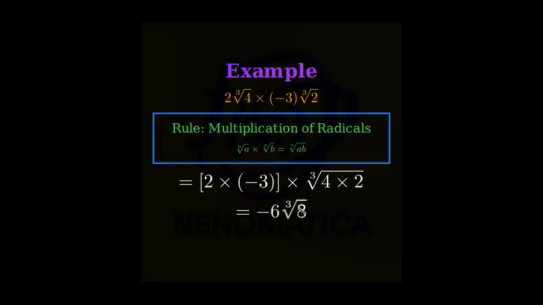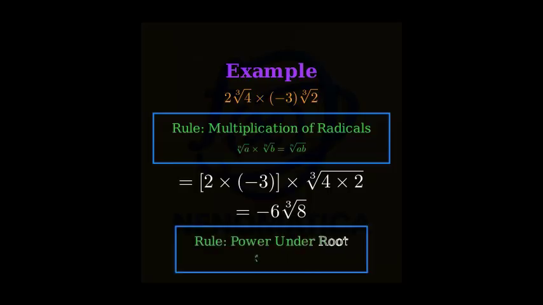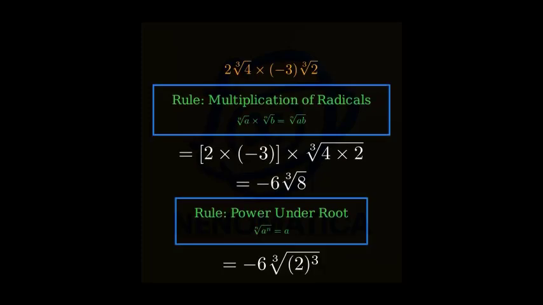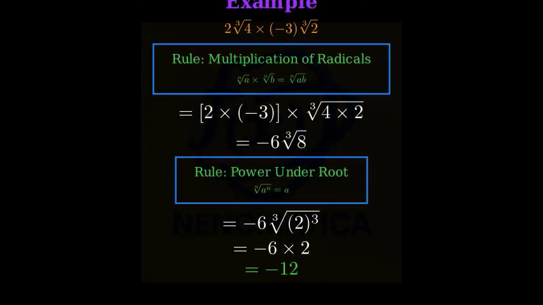Next, we calculate the product of the coefficients. 2 times -3 equals -6. And inside the cube root, 4 times 2 equals 8. So our expression becomes -6 cube root of 8. Now, we can simplify further by recognizing that 8 is 2 cubed. So we have -6 cube root of 2 cubed. Using the property that the cube root of x cubed equals x, we simplify this to -6 times 2, which equals -12.